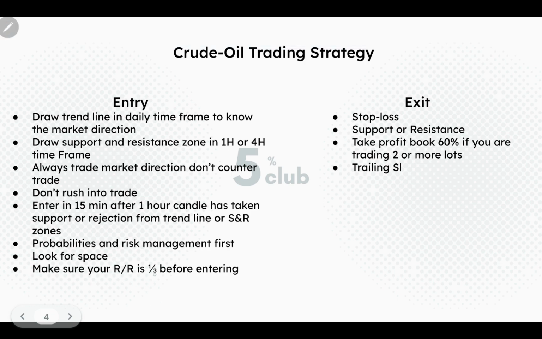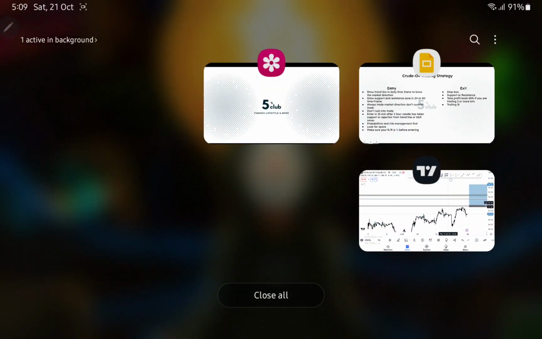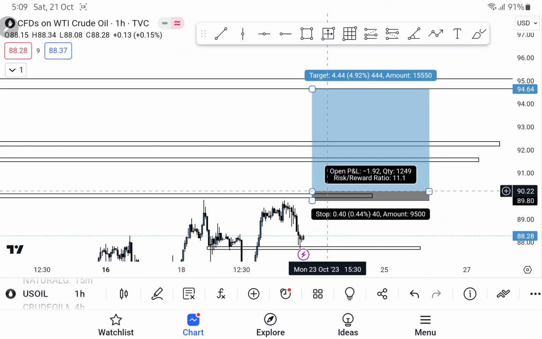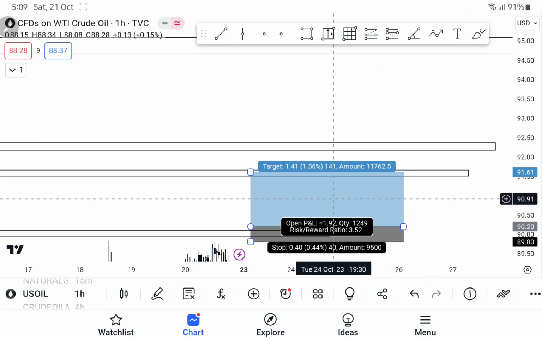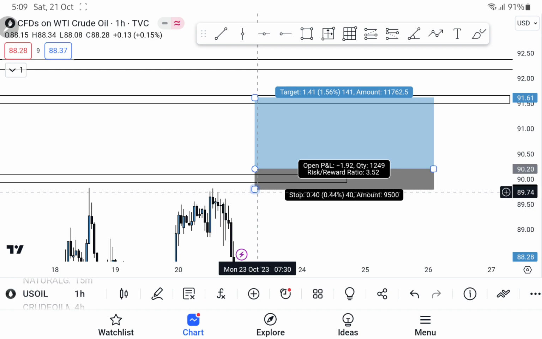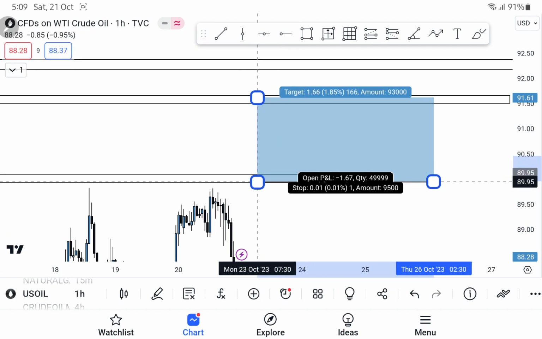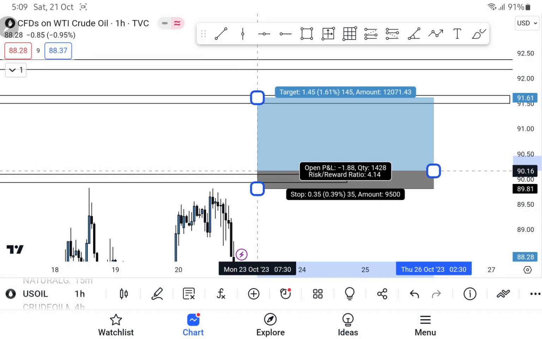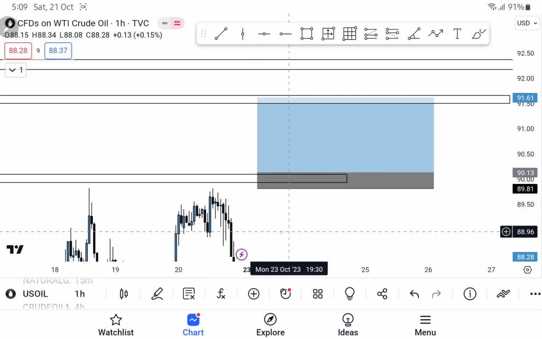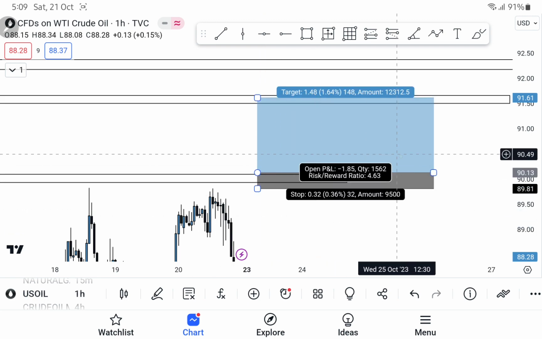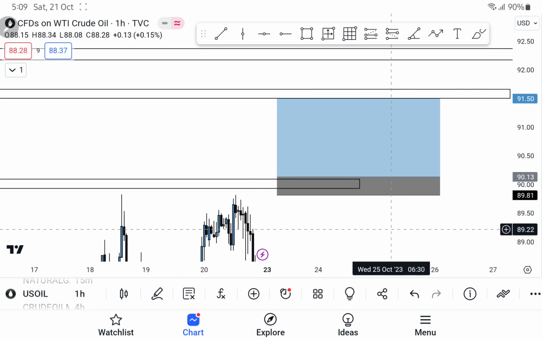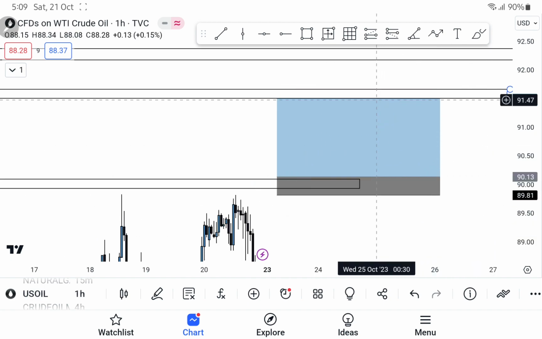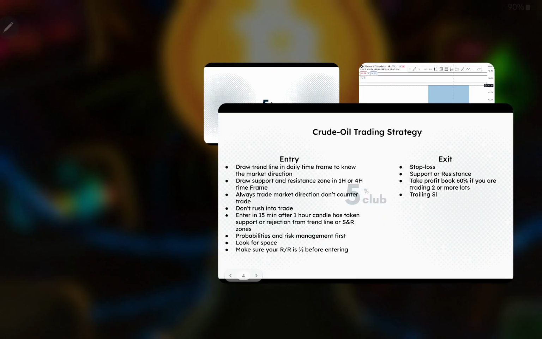And make sure your risk to reward ratio is 1:3 before entering. If you're losing 1,000 rupees here, make sure you're making 3,000 rupees at least. That should be your bare minimum. That is why you see 1:3.5 here. If I reduce my stop loss to 25 or 30 points, I'll show you. Even if I keep 30 points here like this, I'm still at 1:4. You see, this is how you should trade. A good risk to reward ratio will save you.